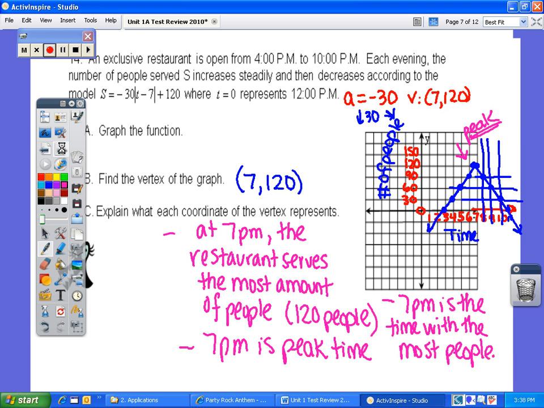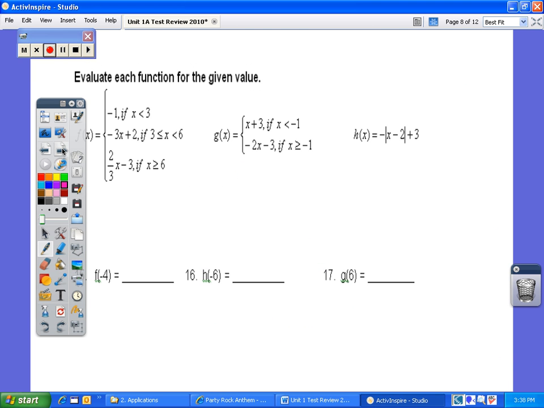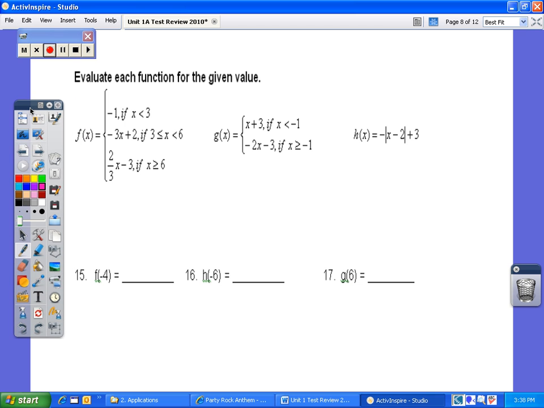Alright, next one is all about evaluating. Okay, sorry for the squeaking again. I wish I knew how to get rid of it. Okay, it's all about evaluating and knowing which one goes with which. So the f function is going to be all here. The h function, we're going to look here. And the g function, we're going to look here.